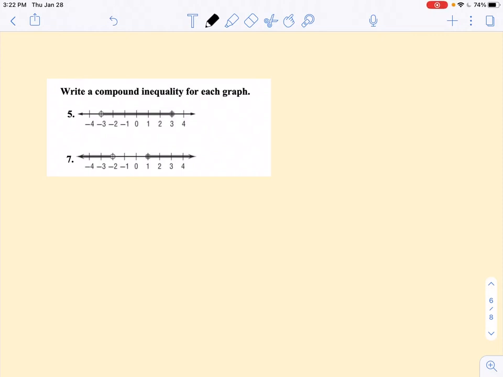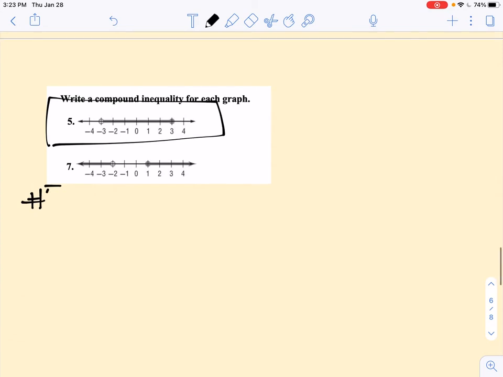Okay, in this video, we are going to talk about writing compound inequalities from a graph. Alrighty, so we've got two graphs here. Let's do this one first. Let's do number 5. All right. So look at what's going on here.